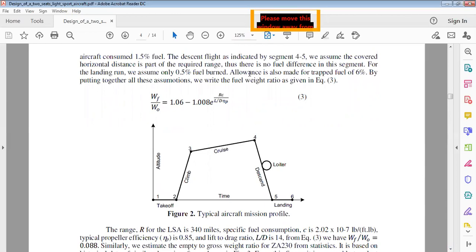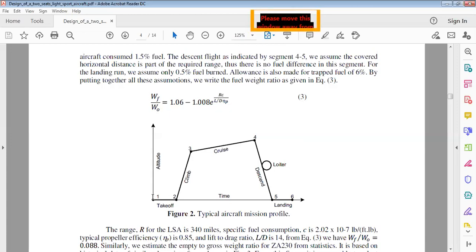Here you can see 1.5% of the fuel, and for the descent flight it will be around 4 to 5%. Also we can see there is no fuel difference in that segment. For the landing run, we assume that 0.5% of the fuel is burned. An allowance is also made for trapped fuel, around 6%. By putting together all these assumptions, we write the fuel weight ratio as 1.06 minus 1.008 e to the power of RC by L by D into eta P.